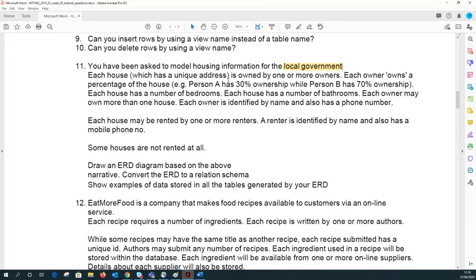And they are talking about houses. Do we need an entity for the houses? Yes, we need it. Now, what kind of entity is that? Is it a strong entity or a weak entity? House in this case is a strong entity, because each house has a unique address. So now we know there is an entity called the house.